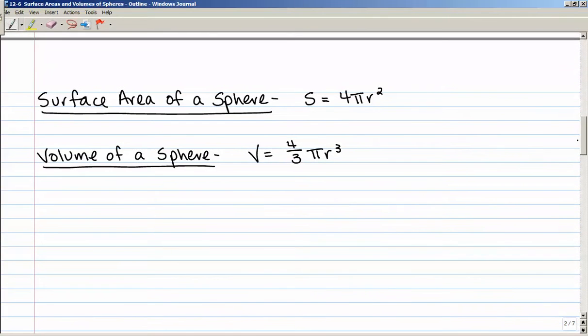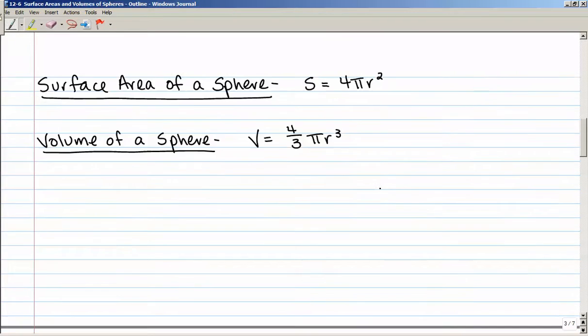Here's a couple formulas to be familiar with. The formula for the surface area of a sphere is given by S equals 4 pi r squared, and the formula for the volume of a sphere is given by V equals 4/3 pi r cubed. Notice there's no formula for the lateral area of a sphere because a sphere has no bases. It's all over round. So it just has surface area and volume.